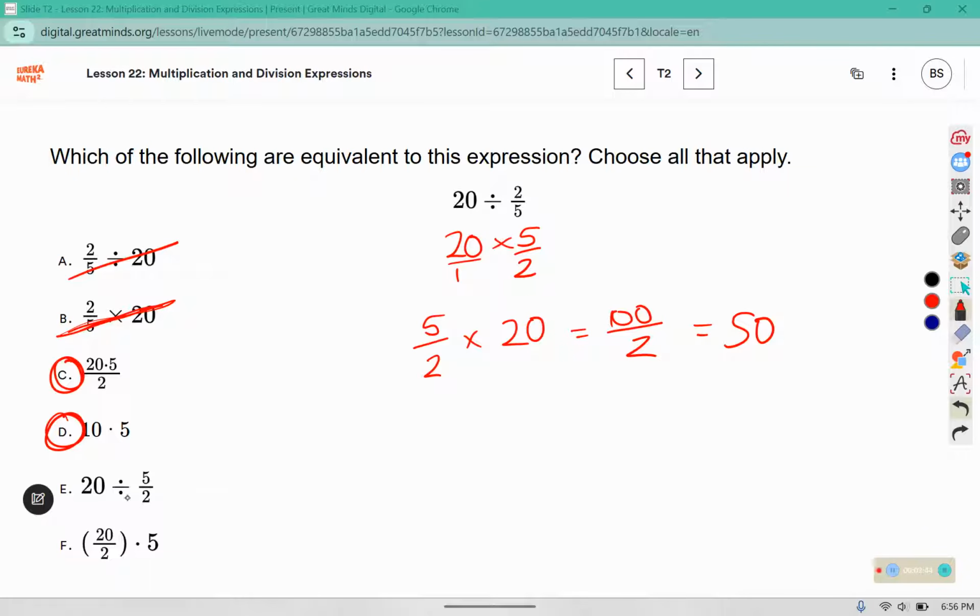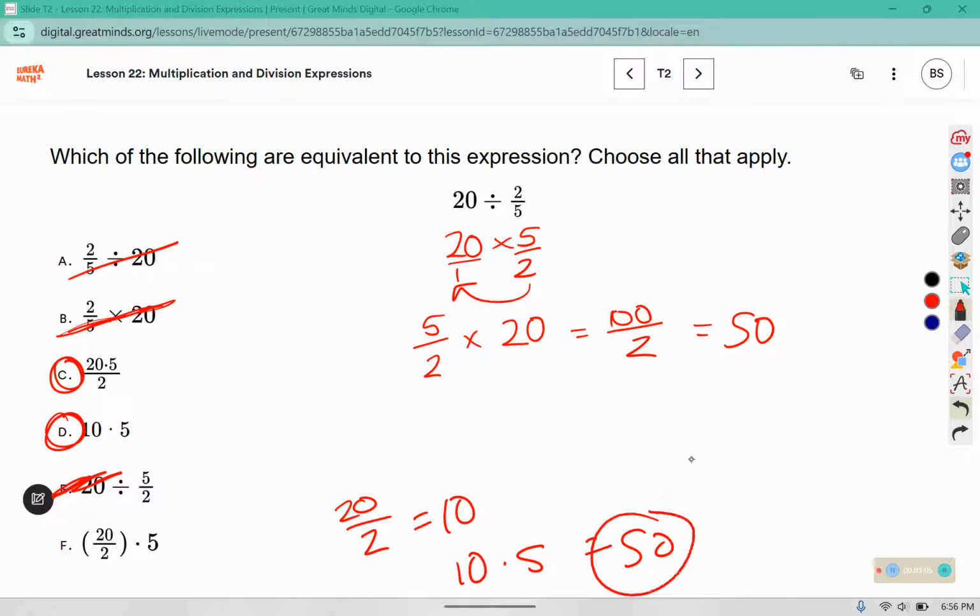Can we just switch the fraction without changing the division symbol to multiplication? No. That is not equivalent. What if I put the 2 down here and the 5 stays on the top? Well, 20 over 2 is 10. And 10 times 5 also comes out to 50. So F is equivalent.